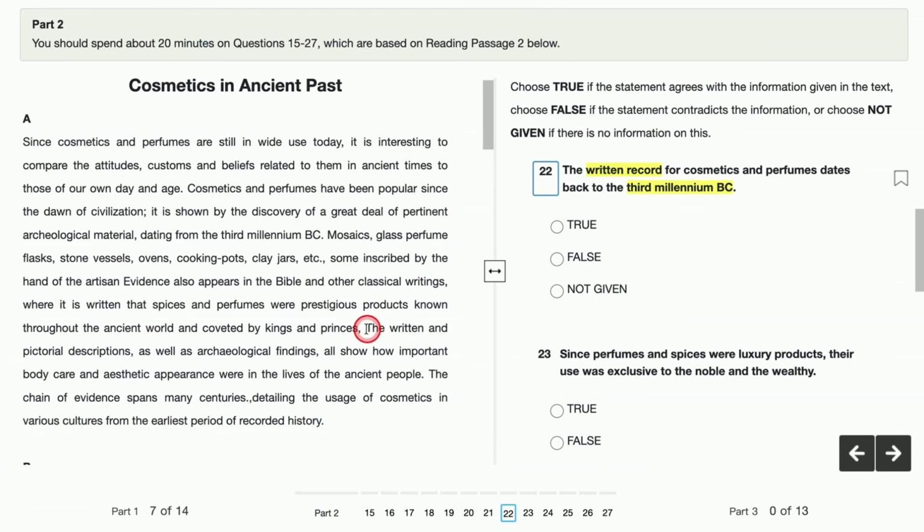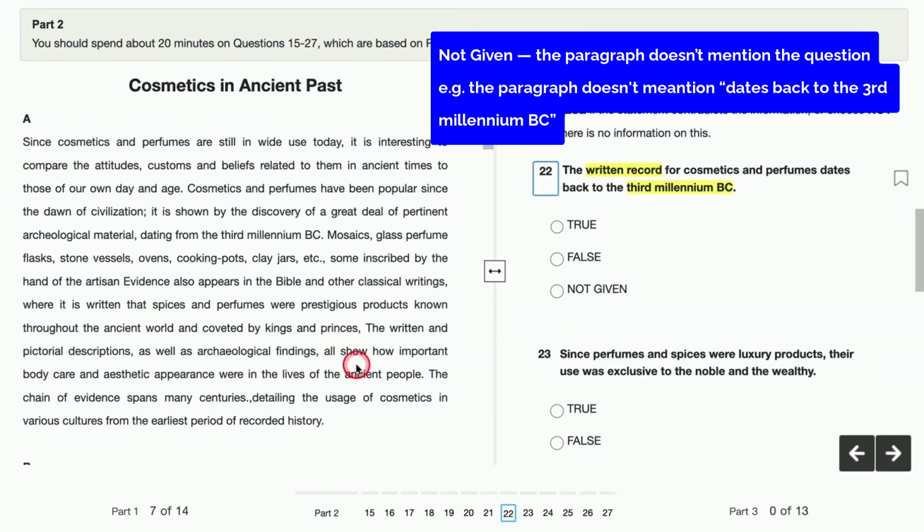But let's continue reading because the following sentence is also about written record. The written and pictorial descriptions, as well as archaeological findings, all show how important body care was in the lives of ancient people. So this sentence is saying written record shows that body care was important in the lives of the ancient people, right? It still doesn't mention whether the written record dates back to the 3rd BC or not, so the answer is actually not given.